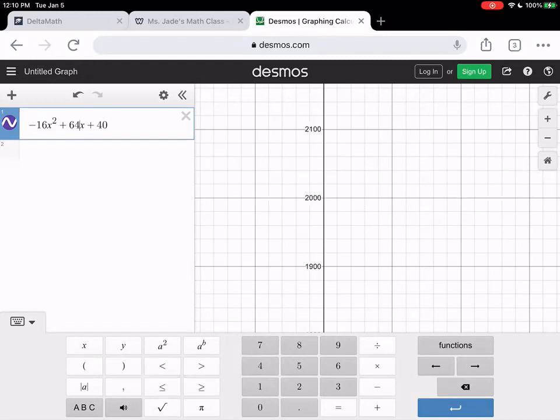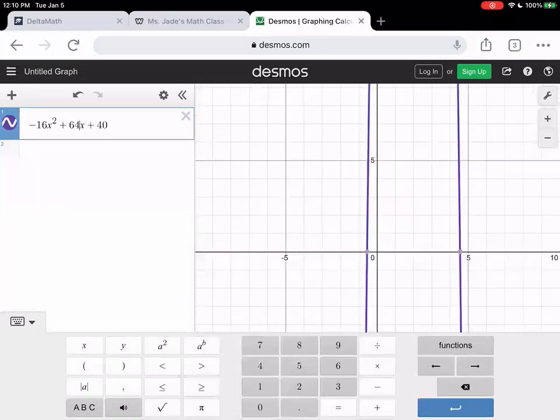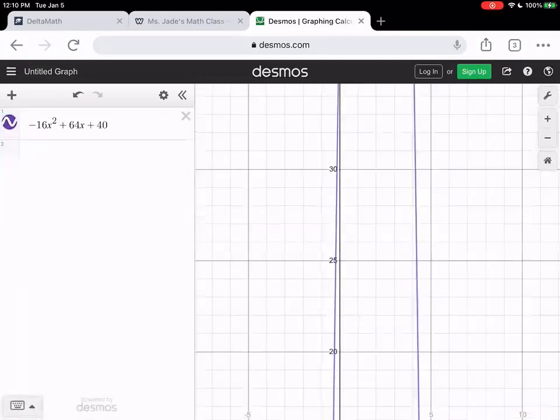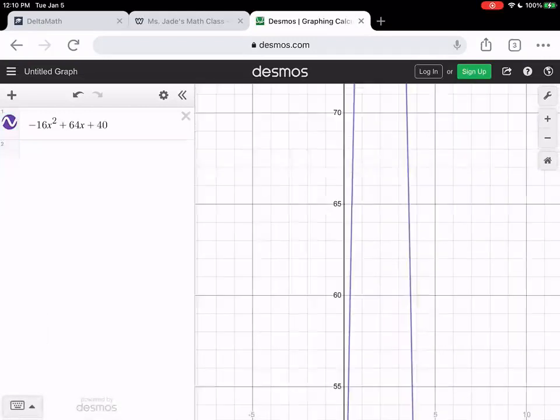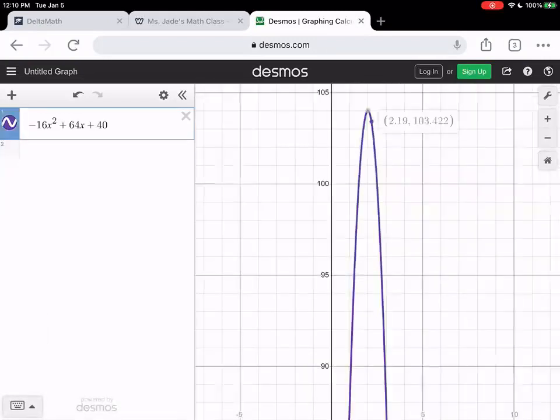I don't see it here because I'm scrolled all the way up to the 2000s. On the right side, underneath the plus and minus, there's a home button. I'm going to press the home so it centers me back here and I can see my graph, which is great. Now I'm going to scroll up until I see the vertex, because we're looking for the vertex. There's our vertex, 2, 104.